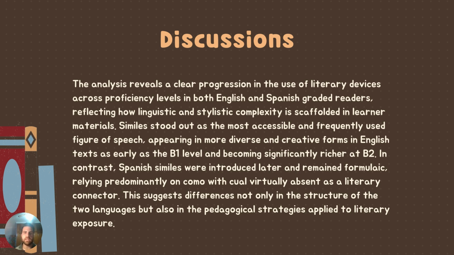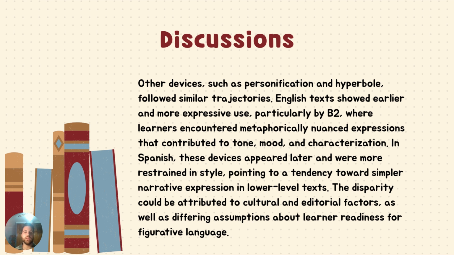In contrast, Spanish similes were introduced later and remained formulaic, relying predominantly on como, with cual virtually absent as a literary connector. This suggests differences not only in the structure of the two languages, but also in the pedagogical strategies applied to literary exposure. Moreover, other devices such as personification and hyperbole followed similar trajectories. English text showed earlier and more expressive use, particularly by B2, where learners encountered metaphorically nuanced expressions that contributed to tone, mood, and characterization. In Spanish, these devices appeared later and were more restrained in style, pointing to a tendency towards simpler narrative expressions in lower level text.